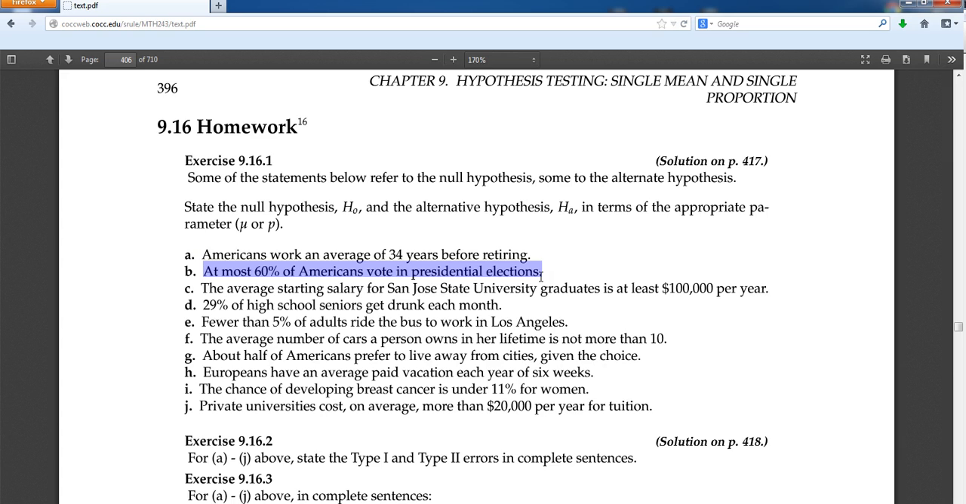So type 1 error would be, yes, we believe that. We believe that no more than 60% of Americans vote in presidential elections, because our study said that. If we were wrong, the error would be, in fact, more than 60% of Americans vote in presidential elections. In other words, we got data that was deviant through whatever reason, whether it was sampling error or non-sampling error.